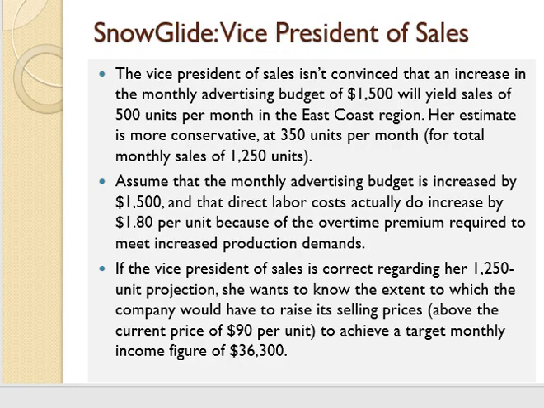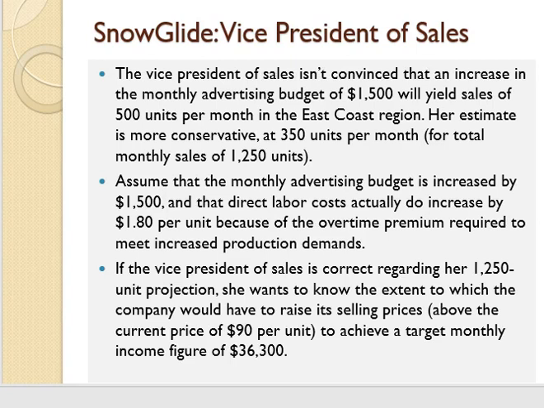It's a terrific model. So the vice president here says she isn't convinced that an increase in the monthly advertising budget, or fixed cost, of $1,500 will yield sales of 500 more. Assume that the monthly advertising budget is now increased by $1,500 and the direct labor costs actually do increase by $1.80. If the vice president of sales is correct regarding her 1,250 unit projection, she wants to know the extent to which the company will have to raise its selling price.